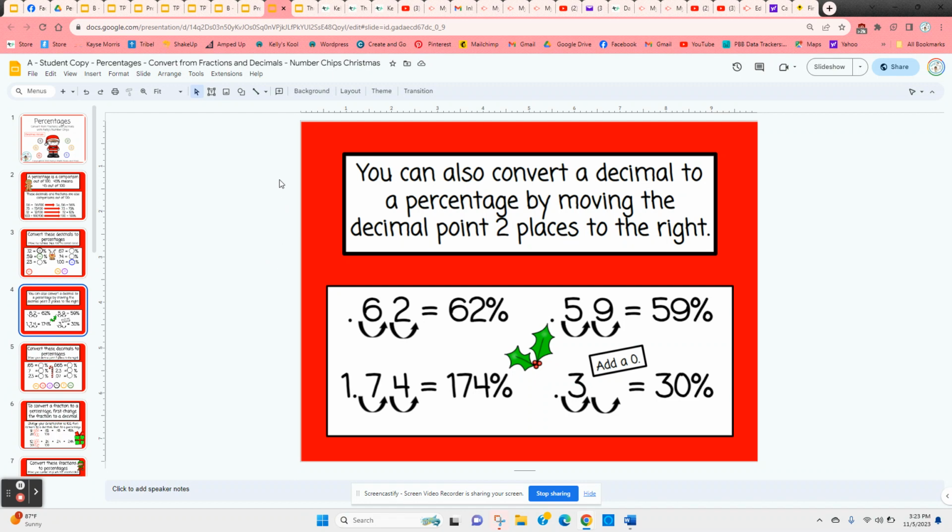So then another way to convert from a decimal to a percentage is to move the decimal point 2 places to the right. So you can see on each of these, they're moving 2 places to the right. Now here, if we have a whole number with a decimal, this would end up being 174%. And if there's no number here, but you have to move the decimal point, you have to add a 0. So this would actually be 30%, not 3%.